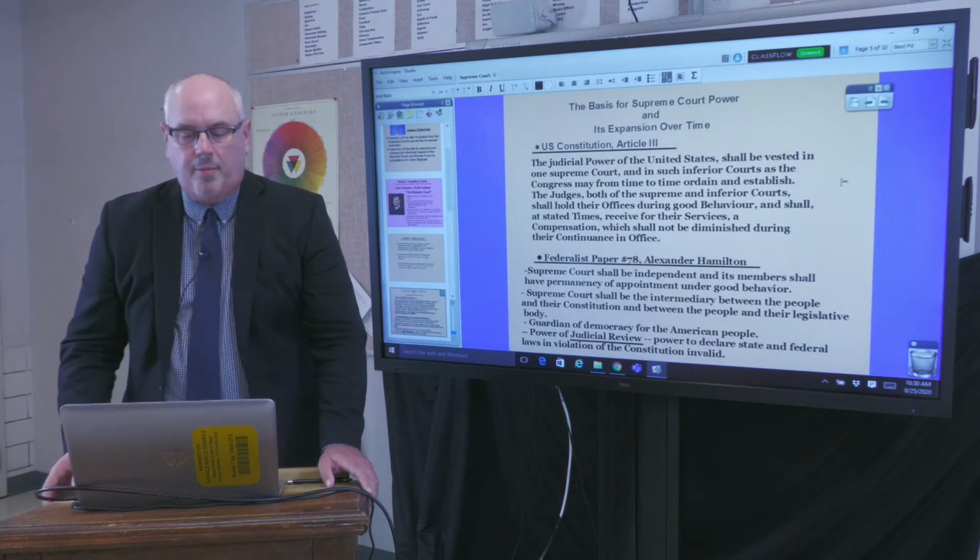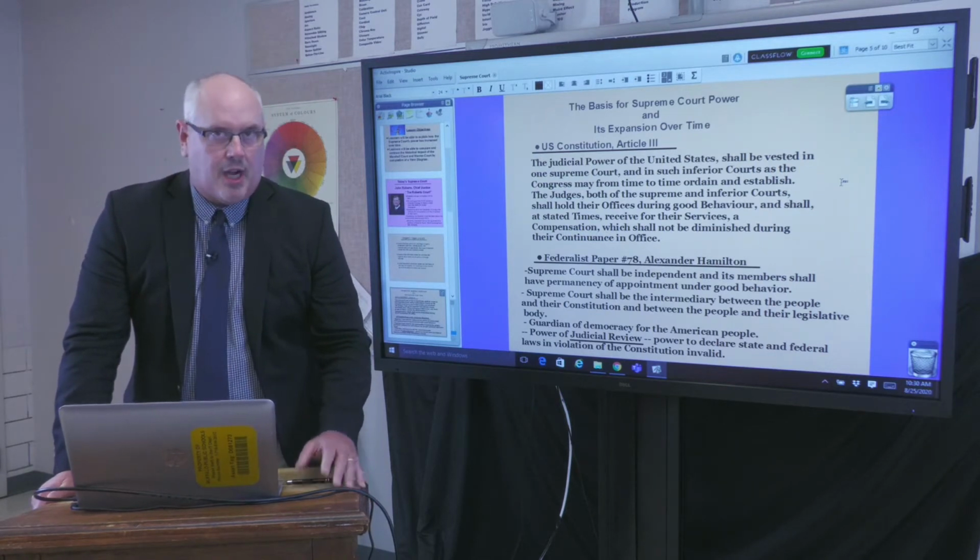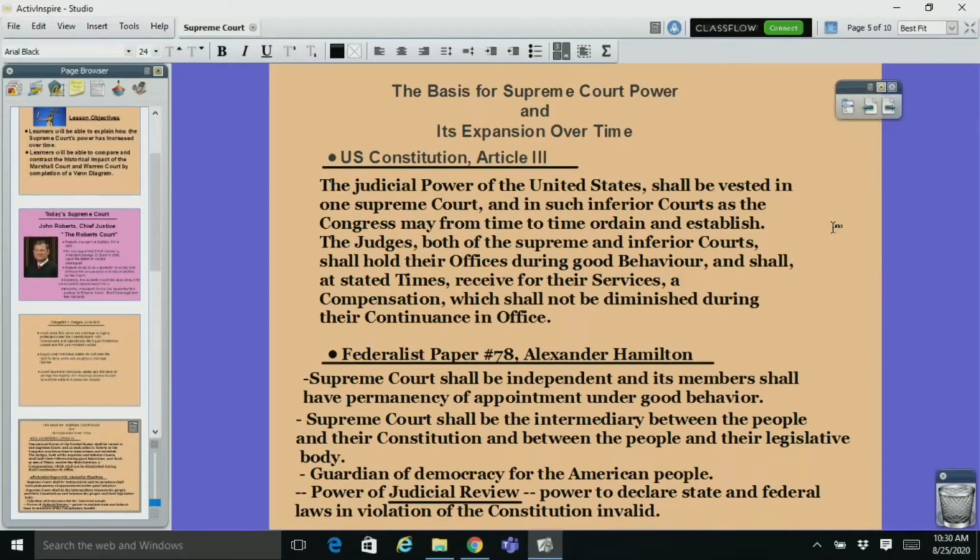I want to look a little bit at the basis of the Supreme Court's power. So first, we have in the Constitution, Article 3 of the Constitution delineates that there shall be a Supreme Court, but it's fairly general in the way it states that. In terms of how many judges are on the Supreme Court and how the lower courts are actually established and structured, that is to be set up by the legislative branch. And so that says that in the introduction. The judicial power of the United States shall be vested in one Supreme Court and in such inferior courts as the Congress may from time to time ordain and establish.